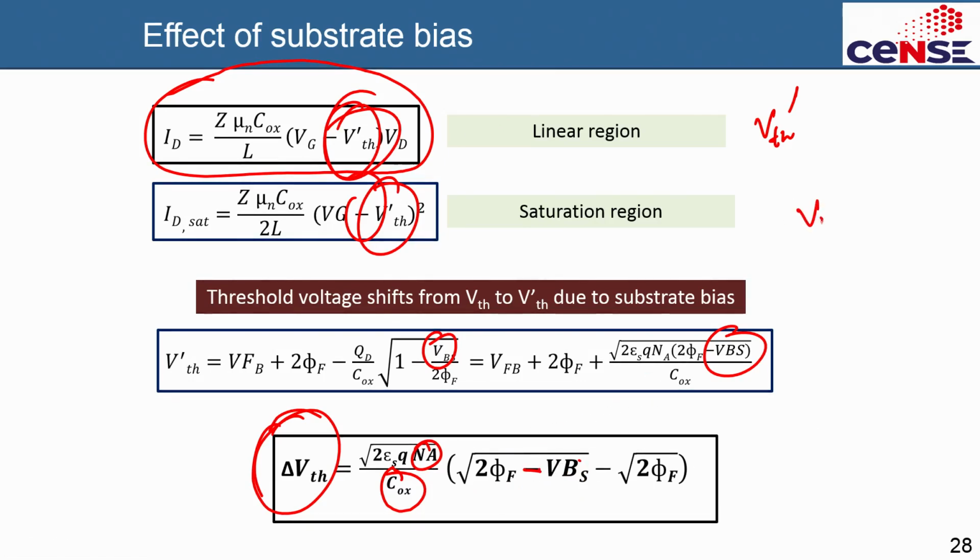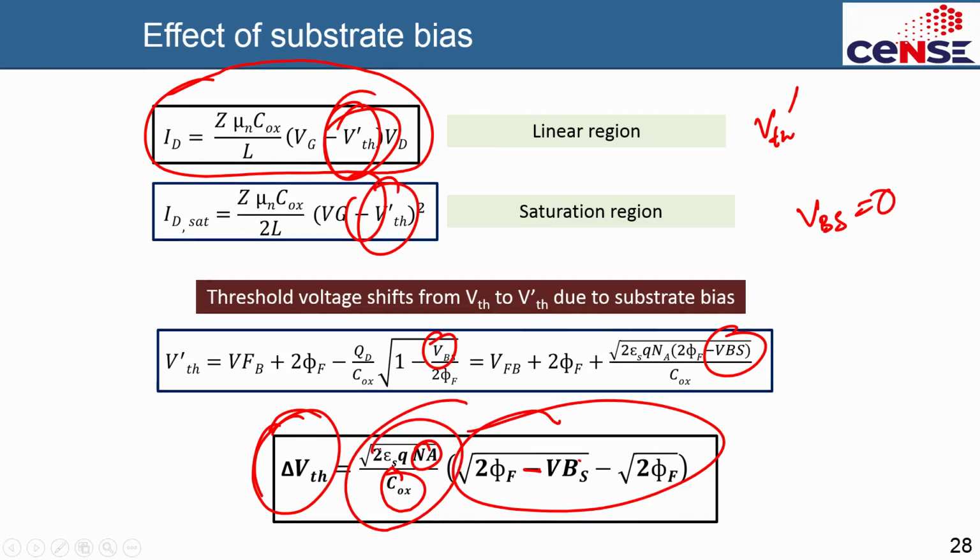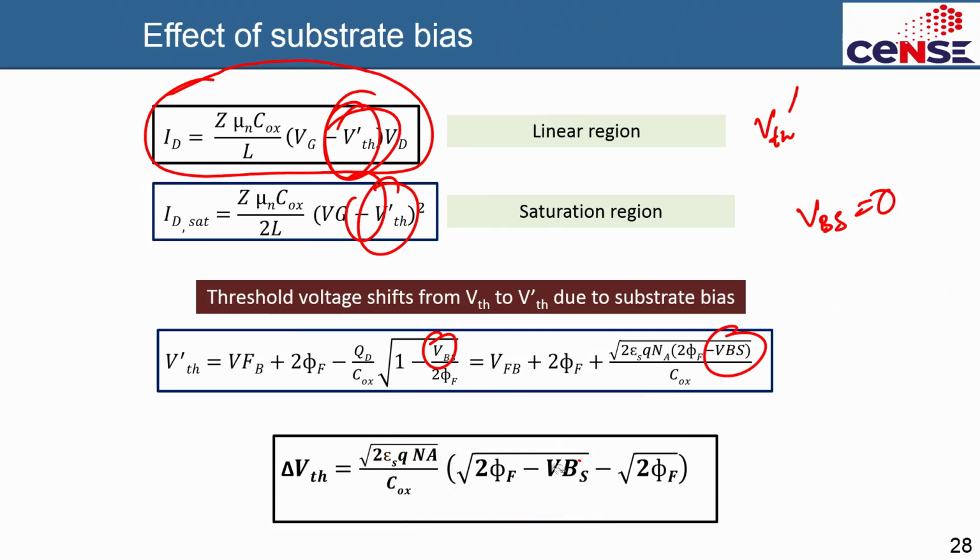And if your VBS was 0, which means you are actually grounding it and there is no difference, then this quantity will become 0, and so the delta Vth, the threshold voltage shift, will not happen. So what basically it means is that by changing the bias on the substrate, I am able to change the threshold voltage. The threshold voltage will change roughly as the square root of this, subtracted from this square root. So if you apply more and more substrate bias, you are able to change the threshold voltage with a square root sort of dependence.